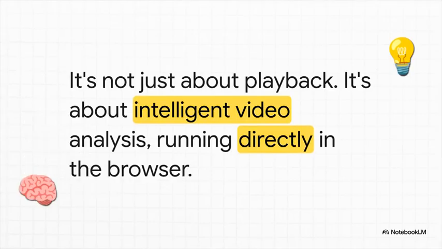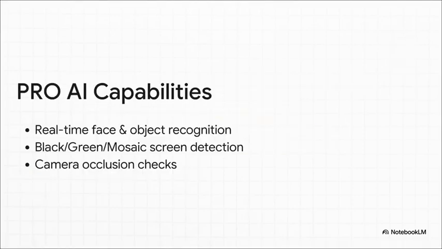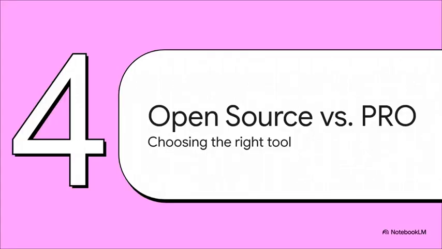Okay, but here's where things get really interesting. The Pro version isn't just about playing back more types of video. It's about making video intelligent. It gives the browser the power to actually analyze the video stream as it's coming in. Just think about that for a sec. You could build a web app that knows when a video feed goes black or freezes, or one that does real-time face and object recognition. It could even do things like check if a security camera has been spray painted or blocked. And the craziest part, all of this is happening right there in the user's browser on the client side. No heavy server processing needed for these tasks. So yeah, that's the big picture when you compare open source versus pro. One is an awesome free player, the other is a full-on professional video toolkit.